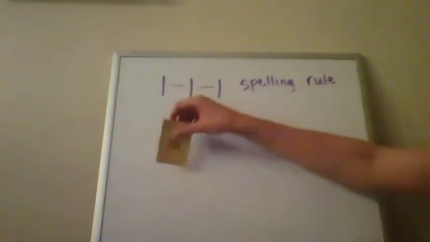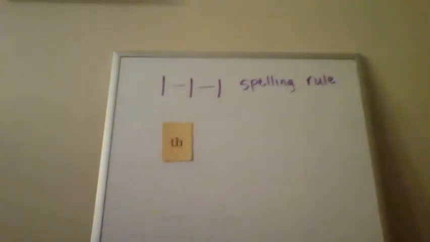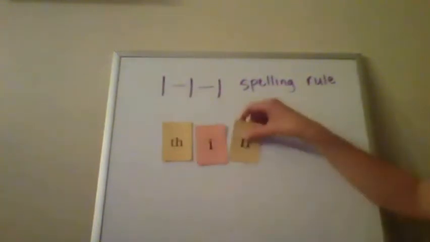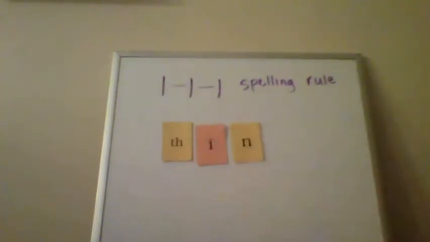The word is thin, T-H-I-N, thin. Is this a one-syllable word that is closed? Yes. Does it have one vowel? Yes. Is there only one consonant after the vowel? Yes. Is this a one-to-one-to-one word? Yes.